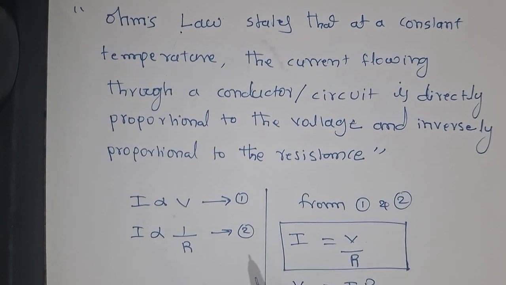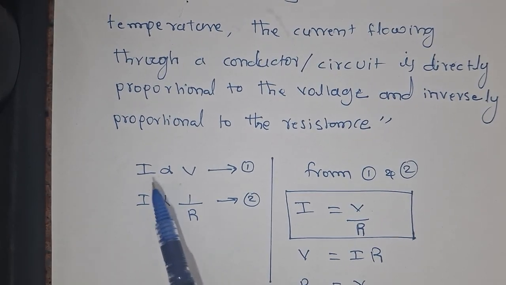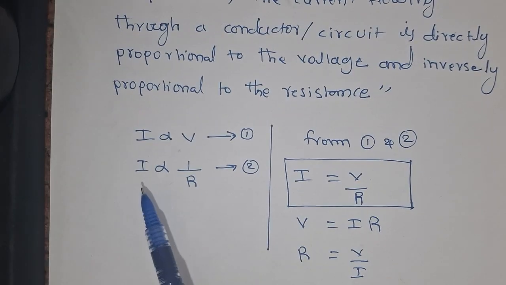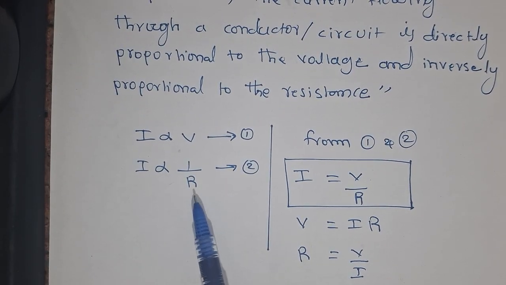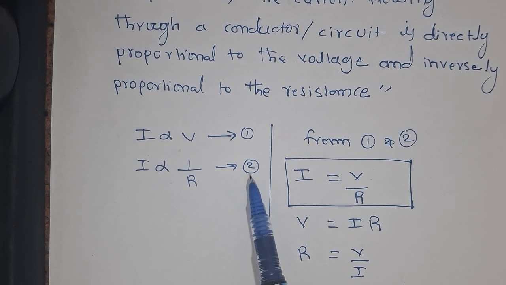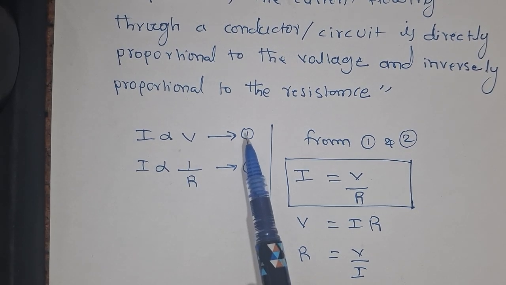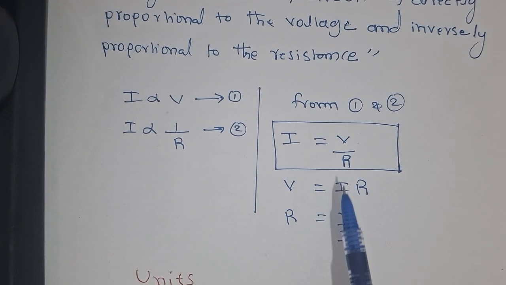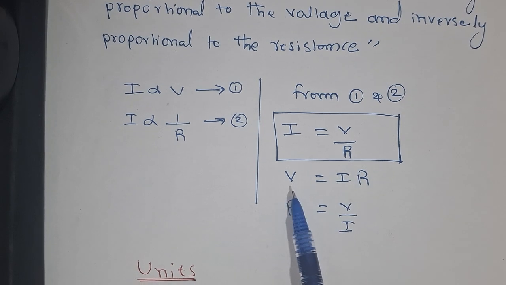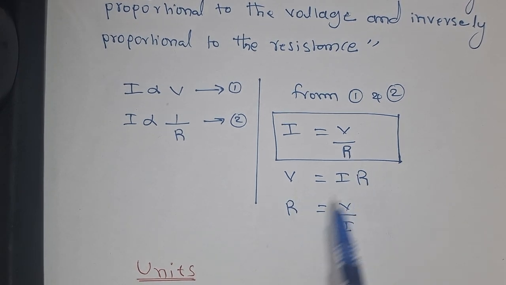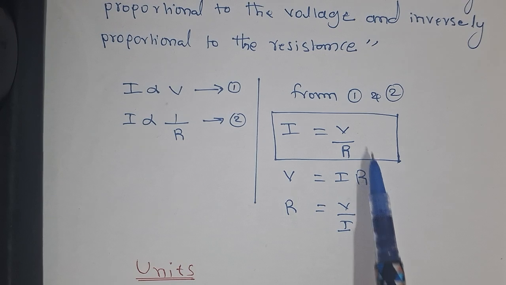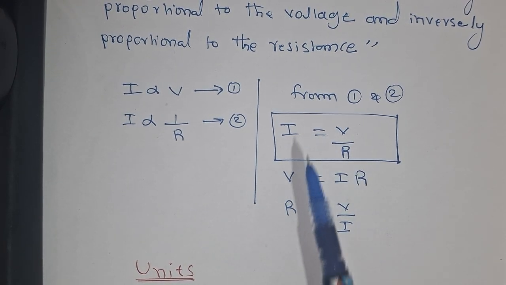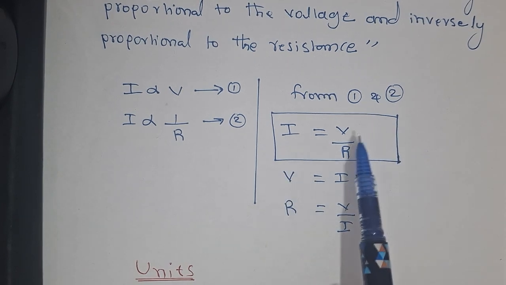From this definition, we can write I is proportional to V. Let us say this is equation number 1, and I is inversely proportional to the resistance. Let's say this is equation number 2. From equations 1 and 2, we can write I is equal to V by R. From this equation, we can write V is equal to IR and R is equal to V by I. These are the basic fundamental formulas of Ohm's law. The main equation is Ohm's law, I is equal to V by R.